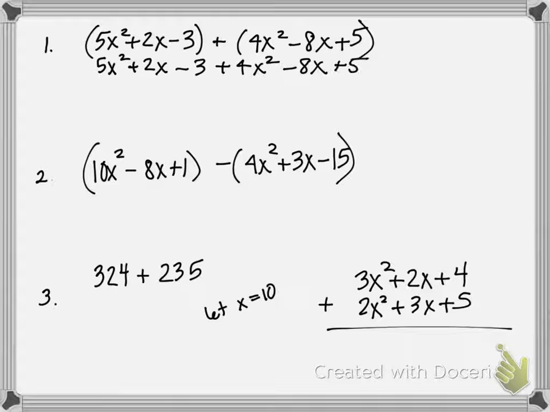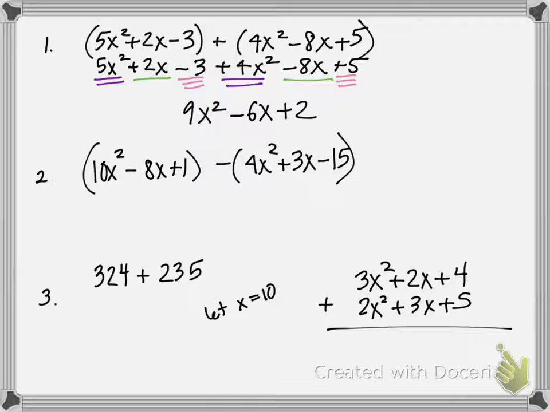So we have a list of 6 terms, so we're going to be combining like terms. So 5x squared plus 4x squared is a total of 9x squared. Combining the x's, I have 2x's minus 8x's, so 2 minus 8 would be negative 6x. And then lastly, combining the constants, I have negative 3 plus 5. So negative 3 plus 5 would be 2.